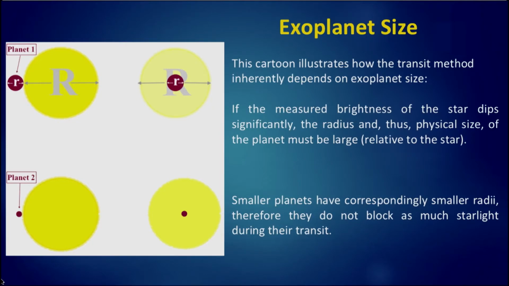We imagine the planet is opaque, and so as it crosses the face of the star, it blocks some fraction of the star's light. And the ratio is very simple. It's the cross-sectional area of the planet divided by the cross-sectional area of the star. That's the fraction of the star's light that is occulted, and so the percentage of the star's light that is dimmed when the transit occurs. Smaller planets have smaller radii and therefore don't block as much starlight during their transit.